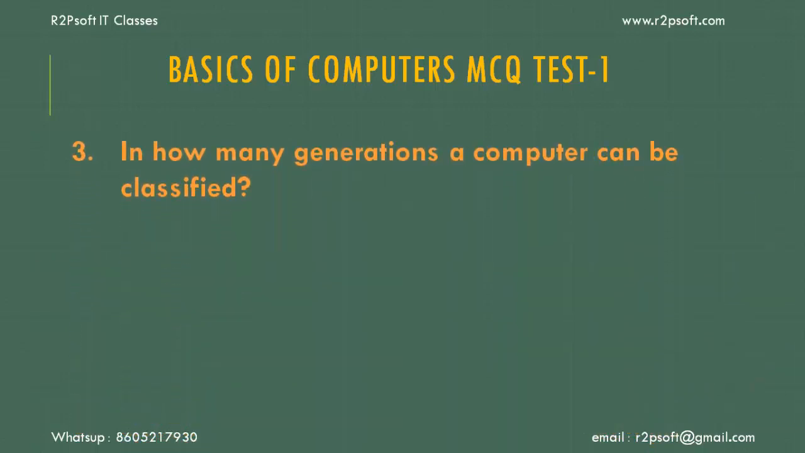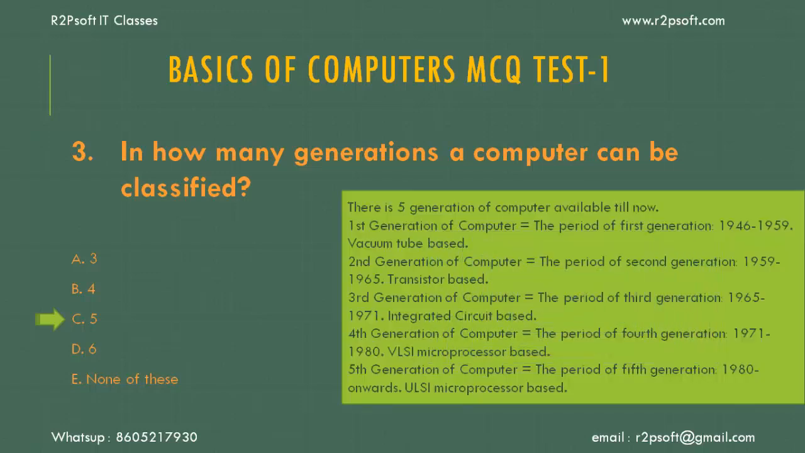3. In how many generations a computer can be classified? A. 3, B. 4, C. 5, D. 6, E. None of these. Answer is C. 5. Friends, there are 5 generations of computer available till now.